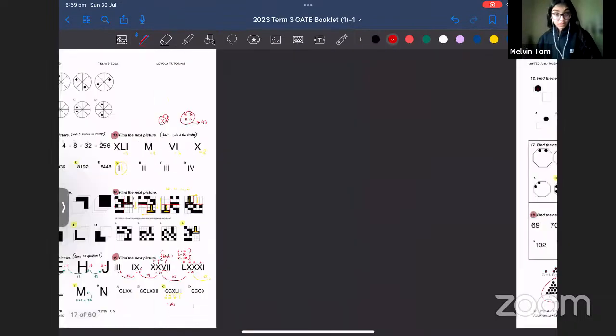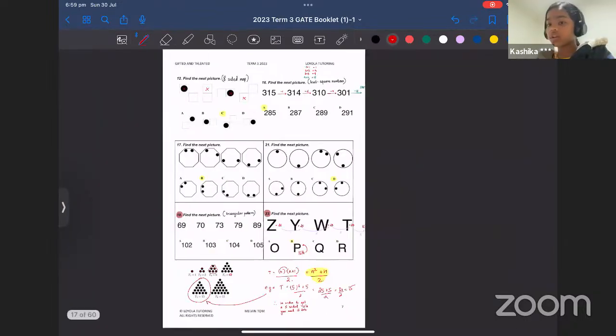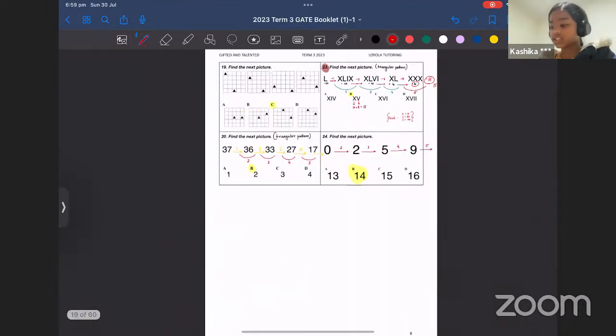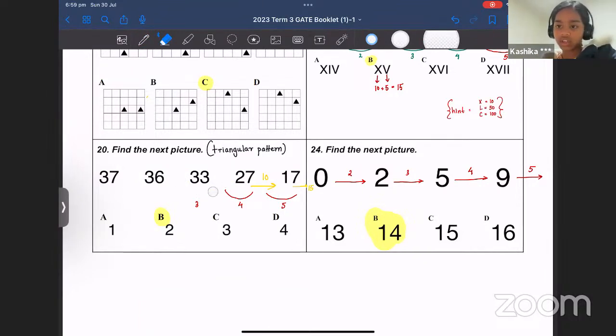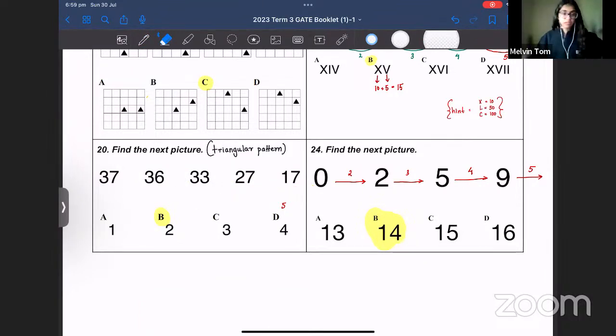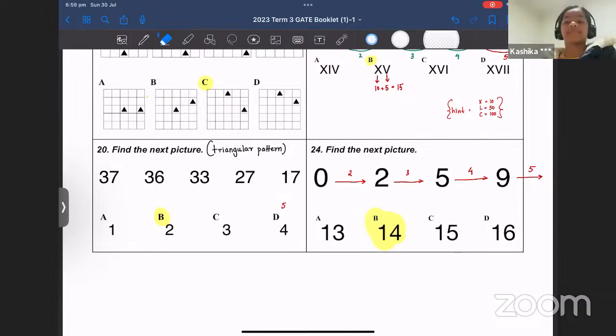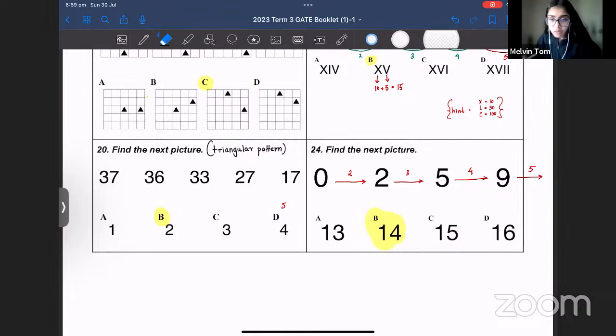Yes, Kashika? In reading question 17, our teacher said it was D. Damn, a lot of people have been getting different answers. Okay, just write C for now, and we'll double check and get back to you. Otherwise we'll update it in the WhatsApp group in the marking key. Okay. Good? Now, for question 20, who would ask?